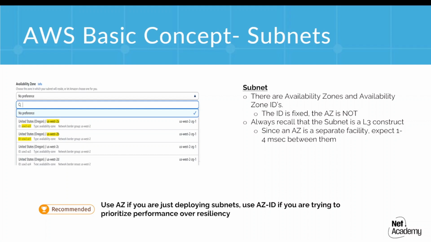Here you'll see I've got an example where up in Oregon, AZ2 is actually the 2A AZ. So this AZ2 is the identifier. This AZ, or US West 2A, is the availability zone name. The name is randomized per account.